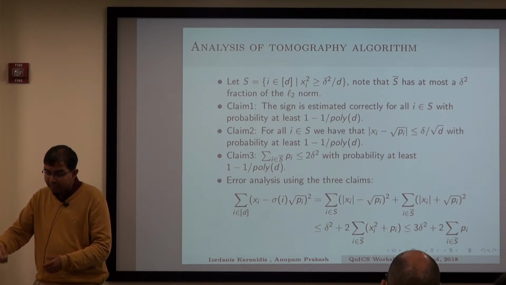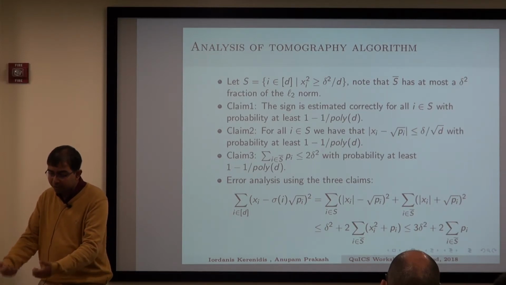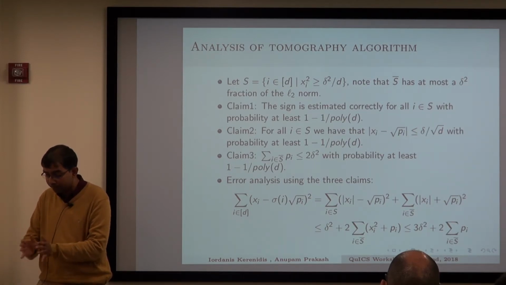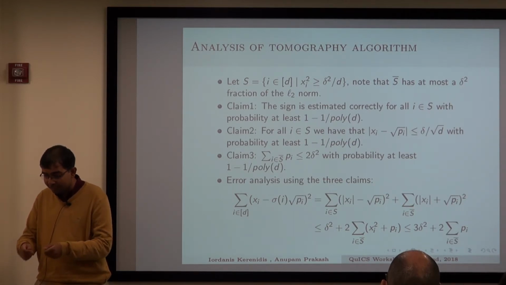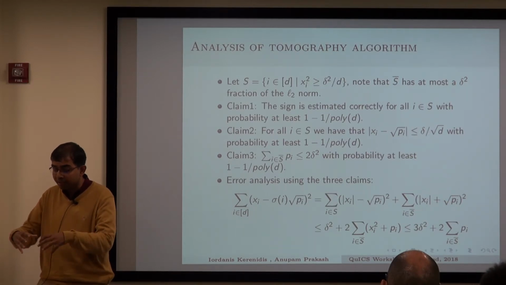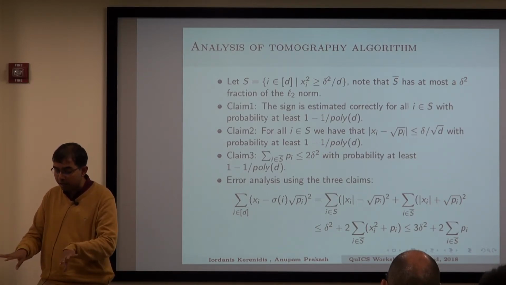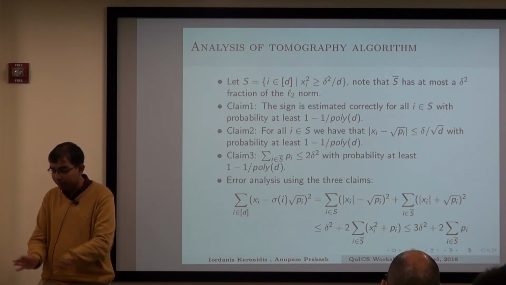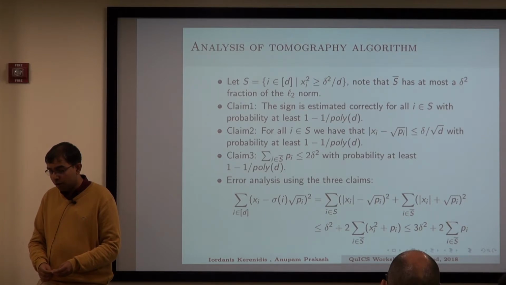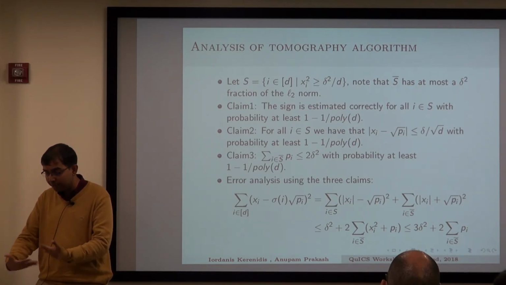So now it's a series of three claims which follow from concentration bounds and the Chernoff bounds, but the probabilities have to be analyzed carefully. The first claim is that the sign will be estimated correctly for all the i's in S. So there's a dichotomy. We split into S and S bar, and then we say that the estimator is good for S, and then we bound the S bar. So here are the three claims that go into the analysis.